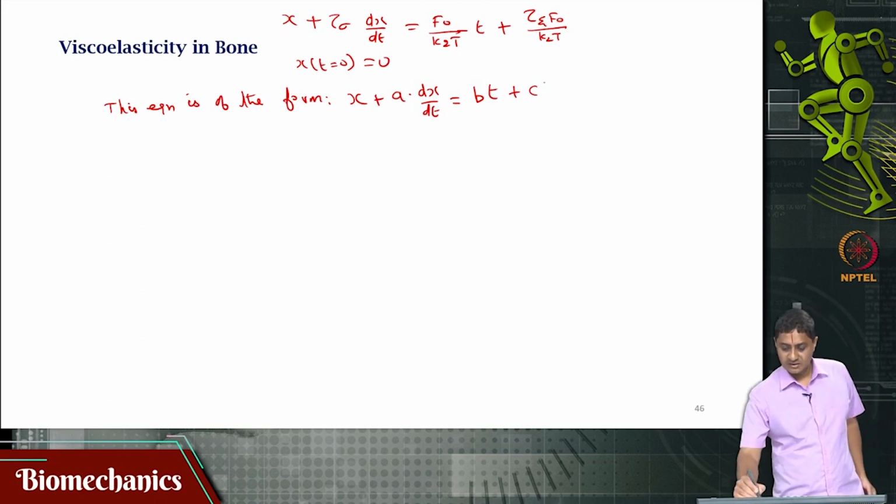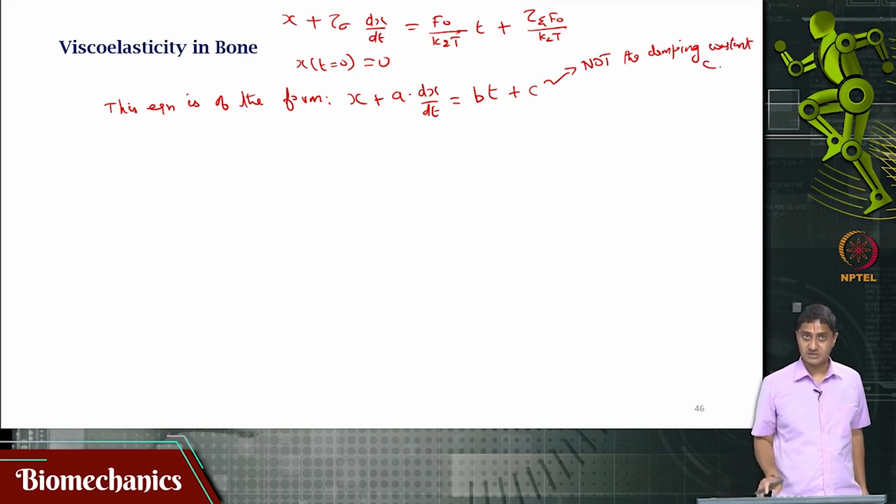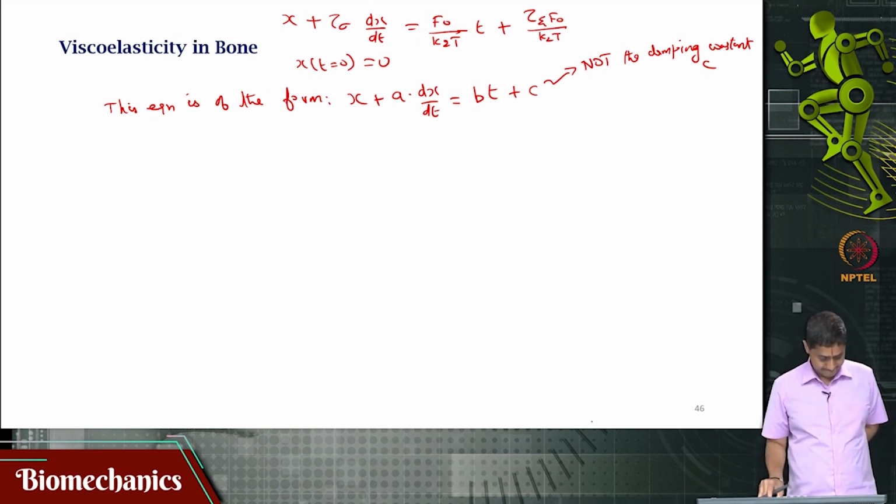Note that this is not the damping constant C. This is a different constant. This is not the damping constant of the dashpot. This is different. What is the solution to this differential equation with x at time t equal to 0 is 0?